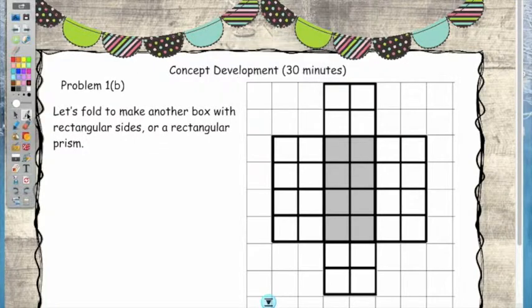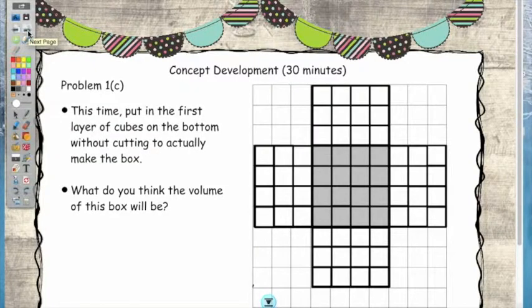Okay, so we're getting better at predicting. How tall was this structure? 2 layers. 2 layers or 2 stories, okay? All right, we got one more. So this time it says, put the first layer of cubes on the bottom without actually cutting the box. And then what do you think the volume will be? So if you have not folded it yet, just put the first layer of cubes on and see if you can figure out the volume, okay?